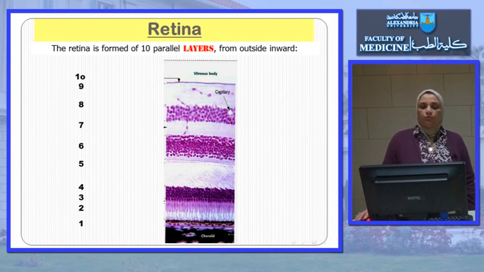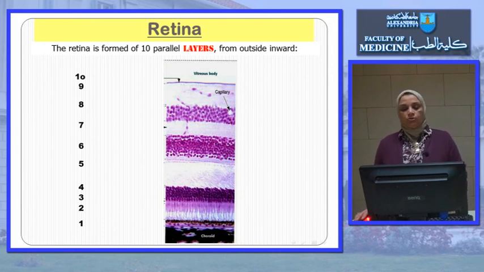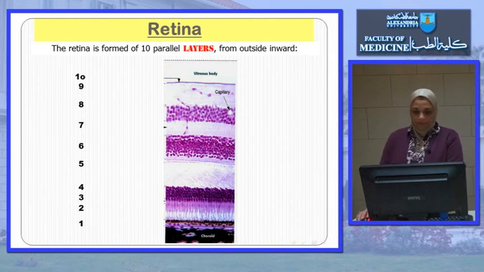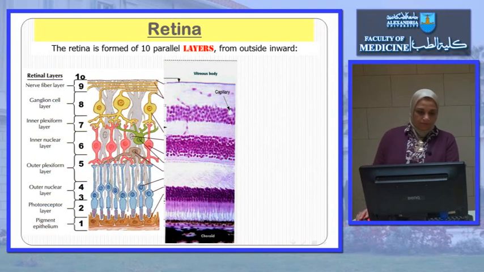The retina is formed of 10 parallel layers from outside inward. From outside inward, as I said, the first is the pigmented retinal epithelial cells, underneath which is the choroid. So this is the outer part, while layer number 10 will be the innermost layer, and this is facing what? The vitreous inside the eye. So from outer to inner, the retina is formed of 10 layers. What are these 10 layers?